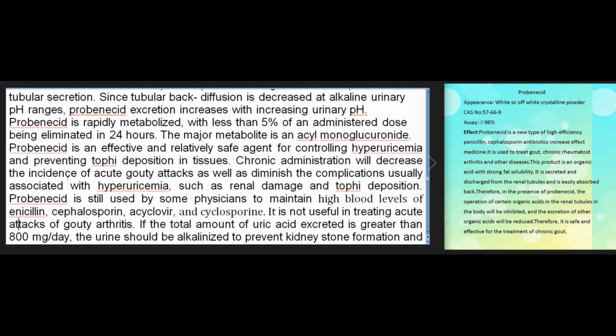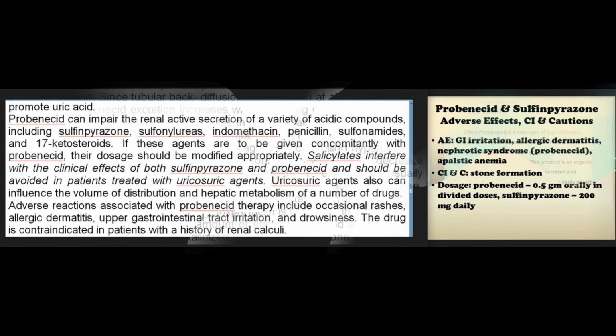If the total amount of uric acid excreted is greater than 800 mg per day, the urine should be alkalinized to prevent kidney stone formation and promote uric acid excretion. Probenecid can impair the renal active secretion of a variety of acidic compounds, including sulfenpyrazone, sulfonylureas, indomethacin, penicillin, sulfonamides, and 17-ketosteroids. If these agents are to be given concomitantly with probenecid, their dosage should be modified appropriately.